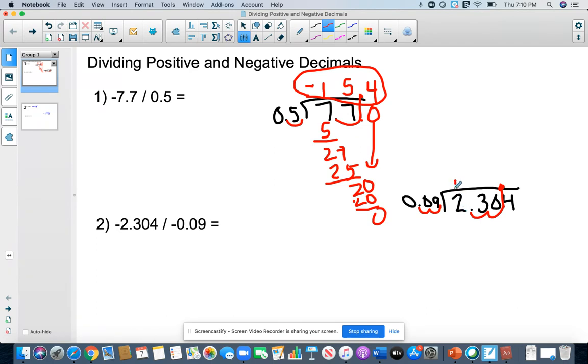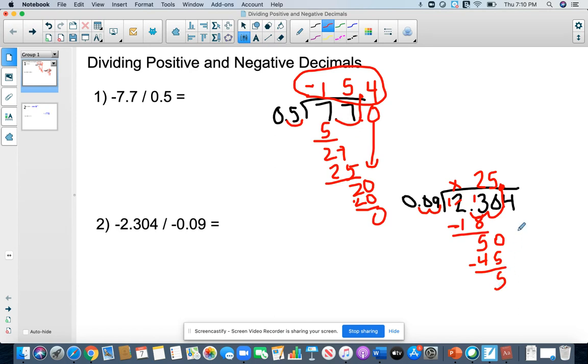9 doesn't go into 2, but it does go into 23, which would be 2 times, which is 18. We'll go ahead and subtract that. We have to regroup a little bit to be able to subtract. So we'll take 1 away from the 2, make it a 1, make that 13. 13 minus 8 is 5. Bring down our 0. And 9 goes into 50, which would be 5 times, which is 45. We're going to take 50 minus 45, which is 5. You could do some regrouping, but you should be able to do that in your head.